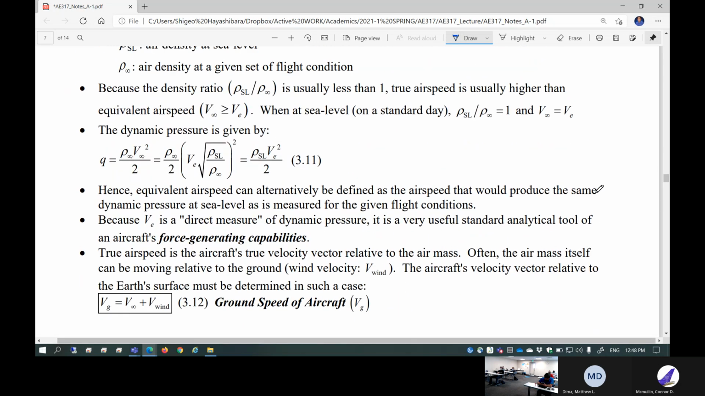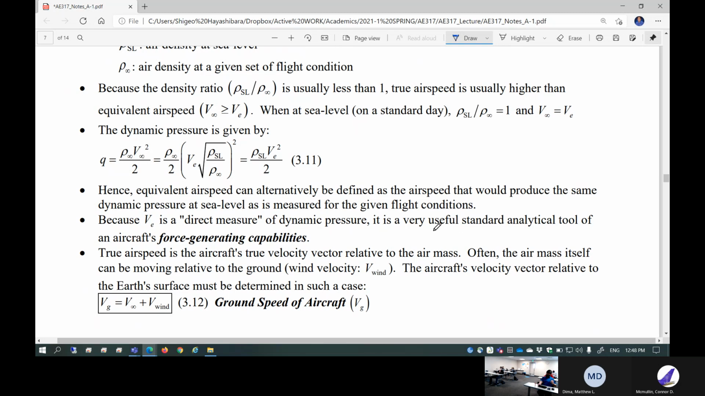So there are a few notes here. Because the density ratio is usually less than 1, true airspeed is usually higher than equivalent airspeed, of course. Okay? And equivalent airspeed can alternatively be determined as the airspeed that would produce the same dynamic pressure at sea level as is measured for the given flight conditions.